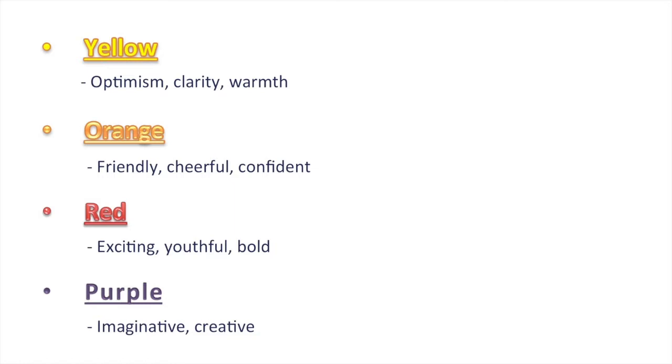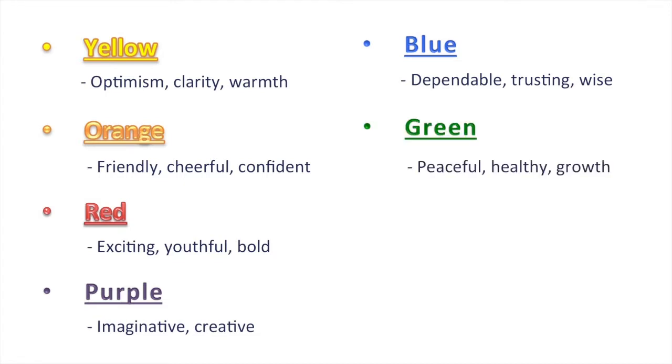People associate purple with things that are imaginative and creative. With blue, people tend to associate it with things being dependable, trusting, and wise. Green tends to be associated with things that are peaceful, healthy, and associated with growth. Whereas gray is a balanced, neutral, and calming color.